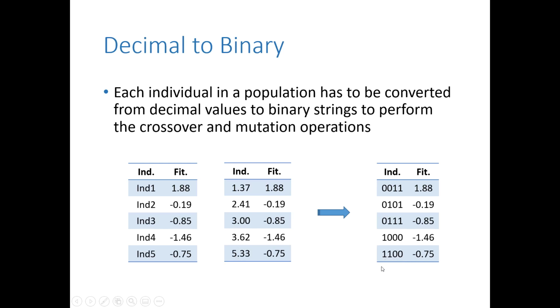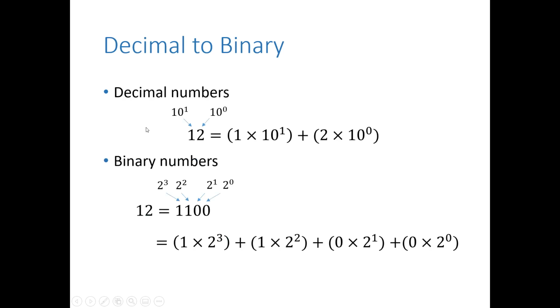So we'll be carrying out the selection, crossover, and mutation processes on this binary representation of the individuals. And at this point, you know how to convert decimal to binary and binary to decimals. I will just skip this slide.